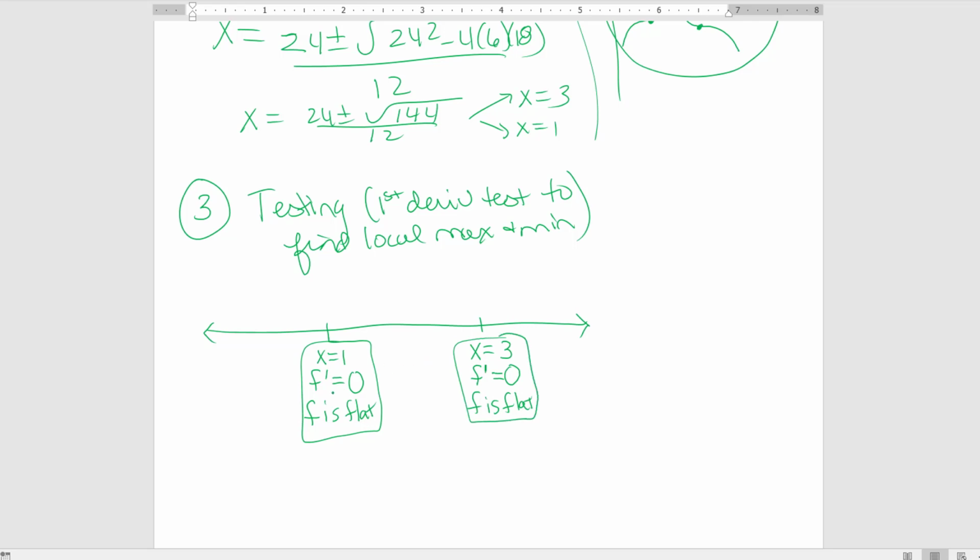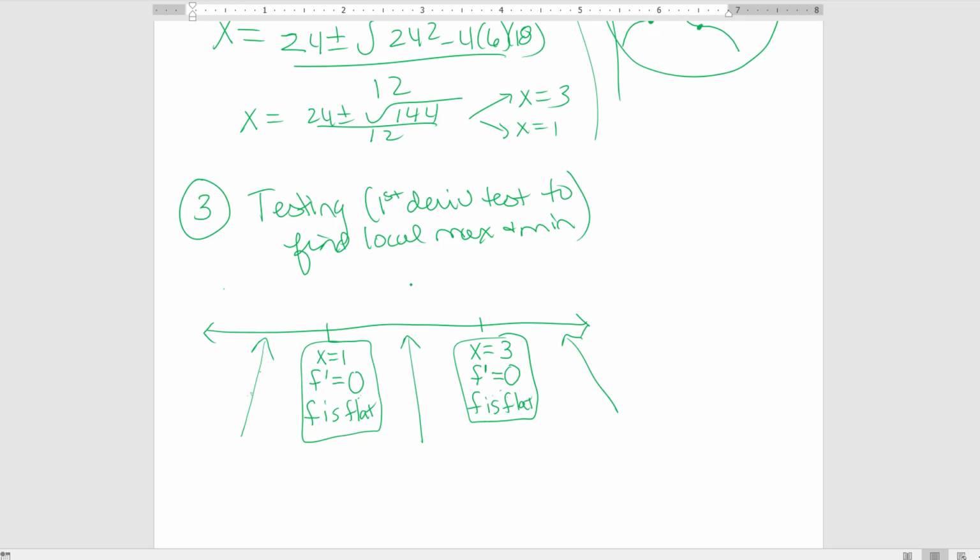These are the only two places where f prime is 0. That means f prime must be entirely positive to the left of x equals 1, or entirely negative to the left of x equals 1. I know that because it couldn't be positive and then become negative, because it would have to pass through the x-axis. It would have to become f prime equals 0 to change from positive to negative. But it doesn't do that, because the only places f prime is 0 are x equals 1 and x equals 3. So f prime is either trapped, being positive over here, or being negative over here.